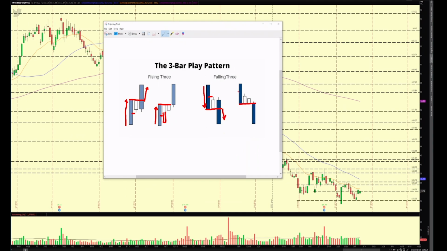Same thing here, 4-bar play, move down, 2 days of rest. At that level breaks, you can take it to the downside. That is another thing that I kind of look at. So can you scan for these? I personally haven't been able to find a specific scan to find 3-bar plays.